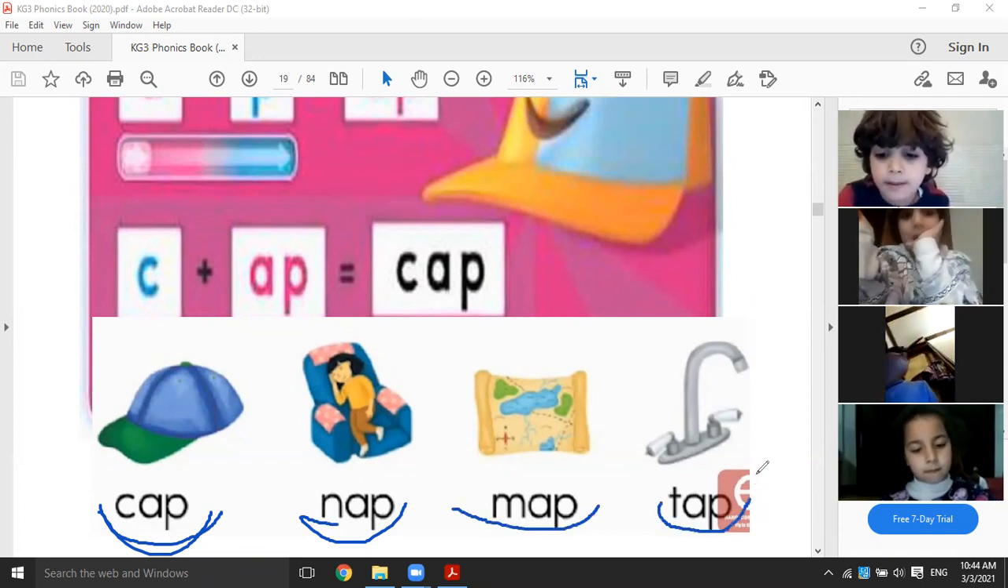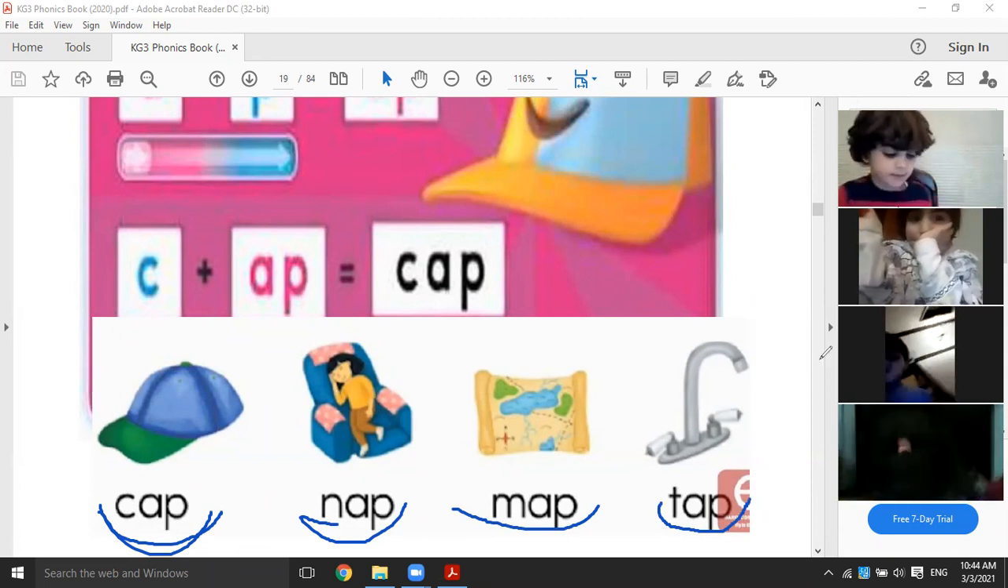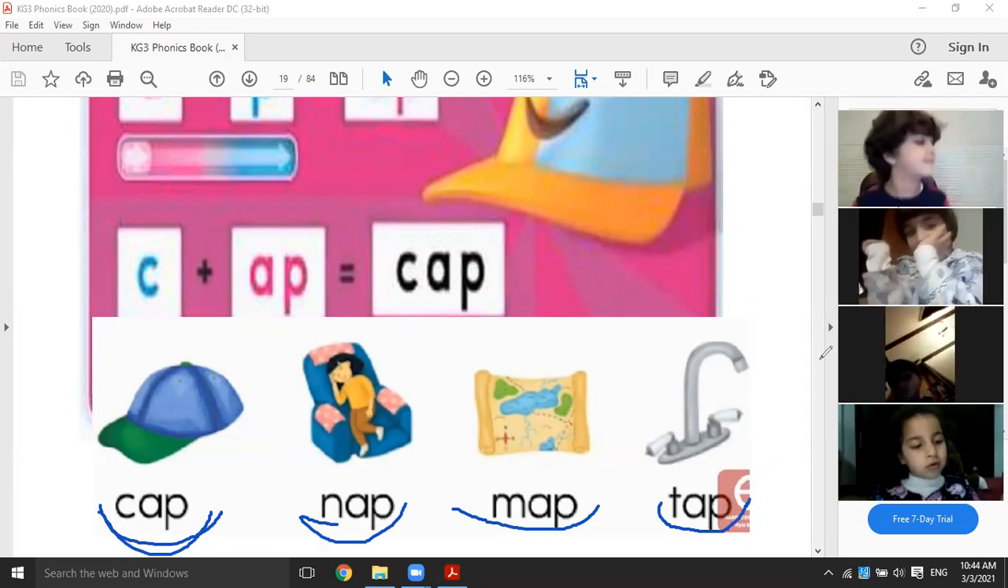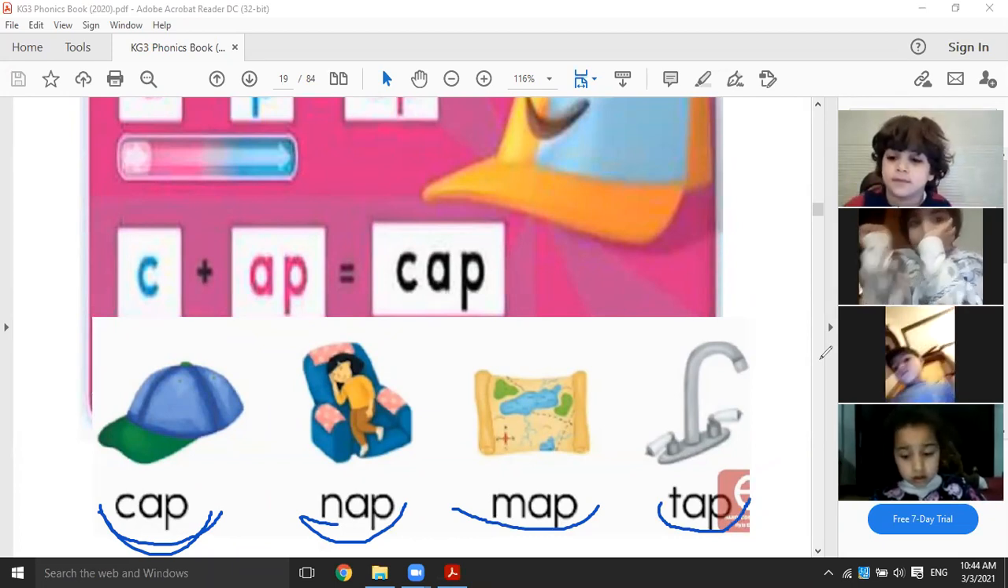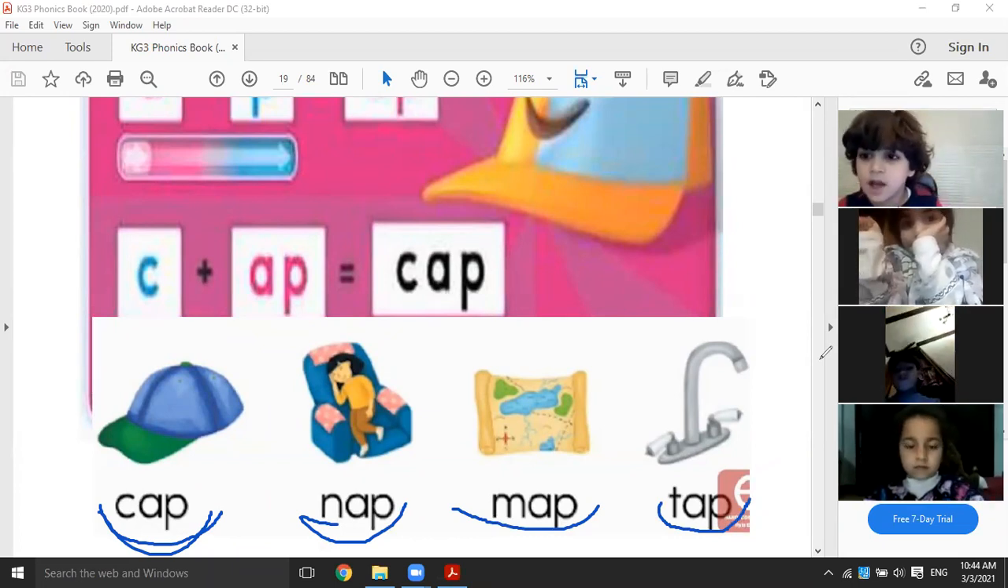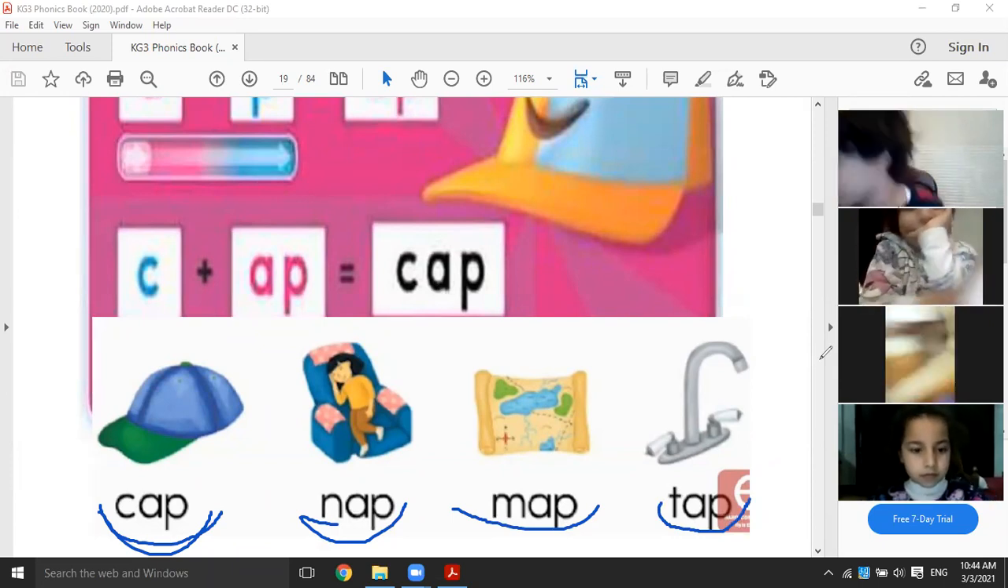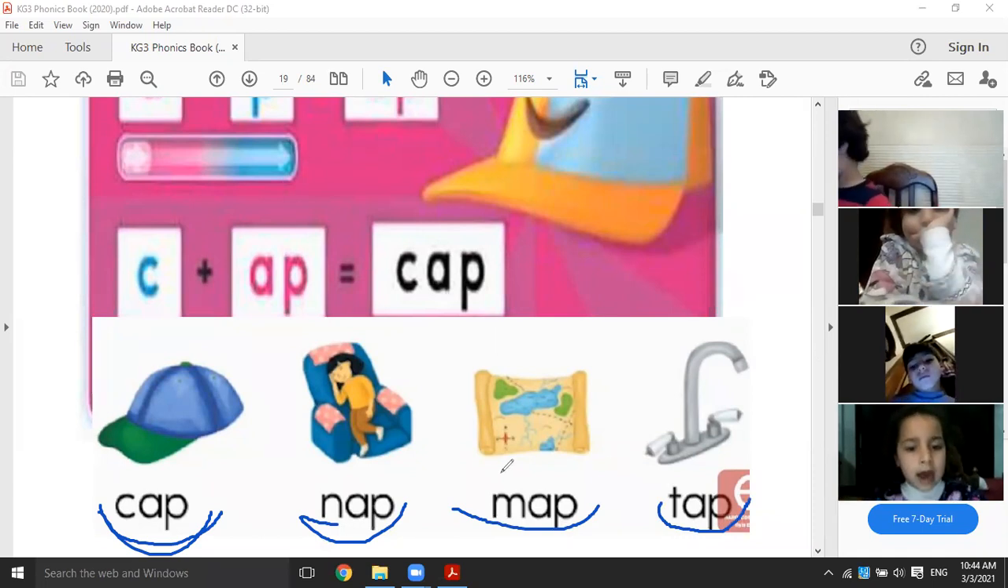Map. Excellent. Bravo, Hamoudi. You're trying to survive. Excellent boy. Now I want from Leia, please. Sorry, Hamoudi, Habibi. I don't have time. Just let me finish with your friends and I will see what you want. The last one, cap.